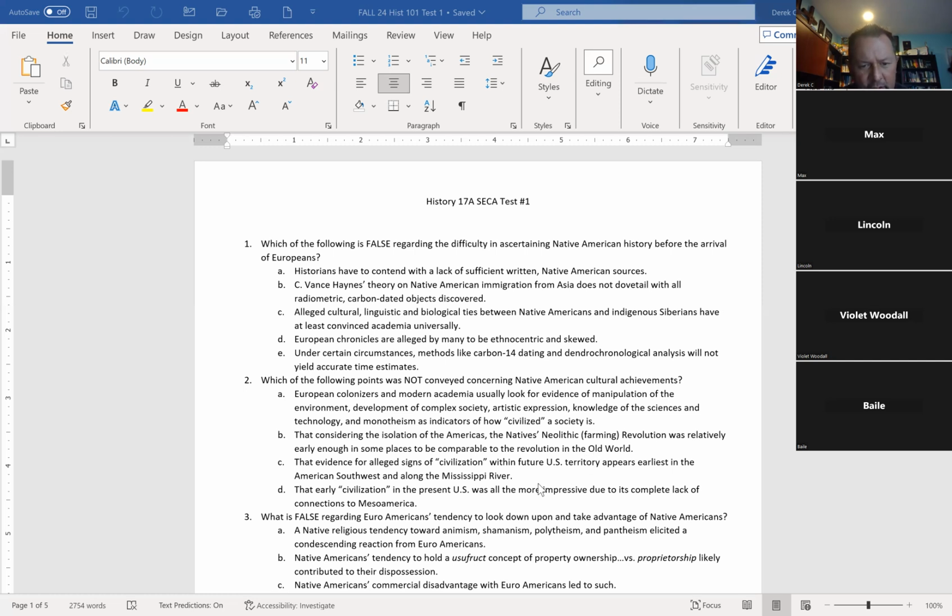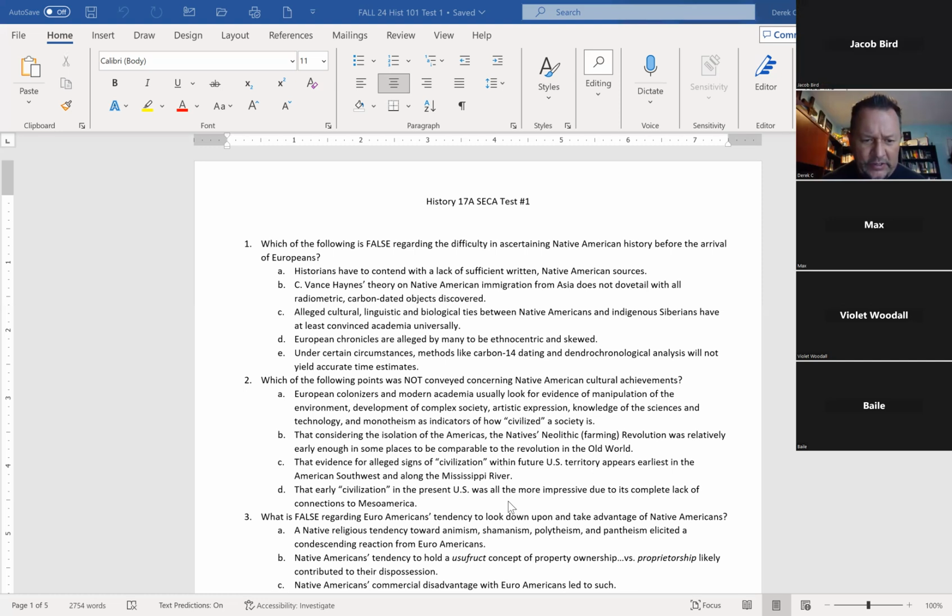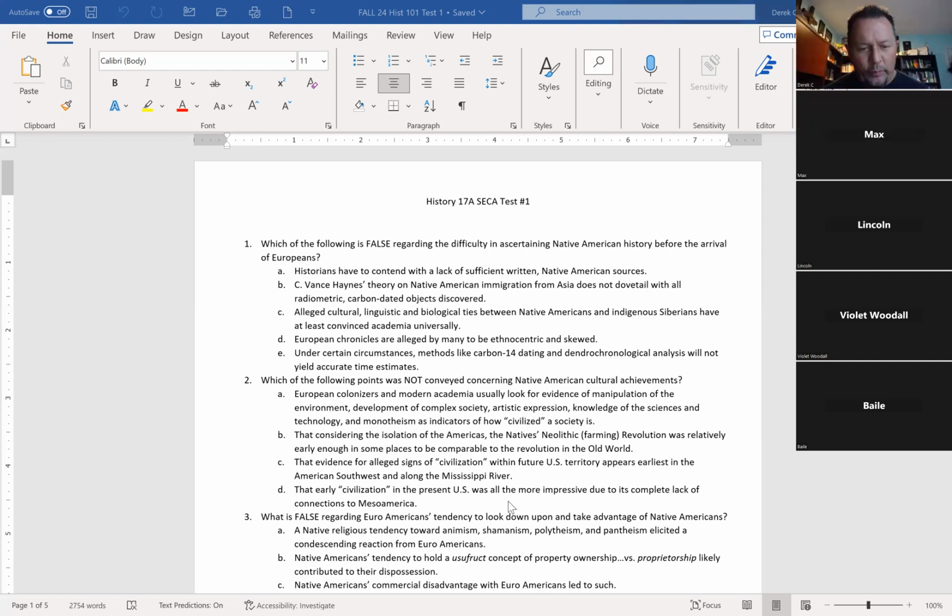The evidence for the alleged signs of civilization within future U.S. territory appears earliest in the American Southwest and the Mississippi River. That's absolutely true. Remember we talked about the Pueblo people and how in China and these other areas it was always near a river. It always made sense, ecosystem wise. But this one doesn't, right? Although the weather has not been the same, there's not a lot of evidence that it wasn't at least a little bit arid in the Southwest. But culture matters. They had cultural ties to Mesoamerica, so you know that that last one is not true.